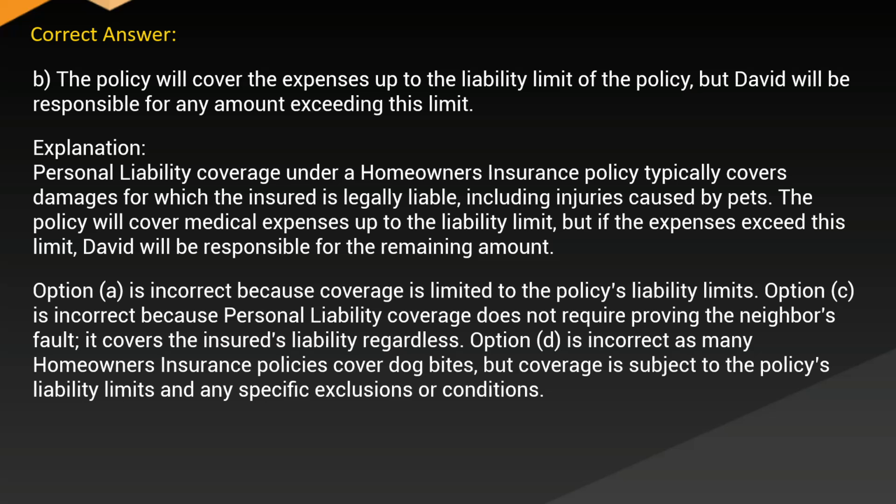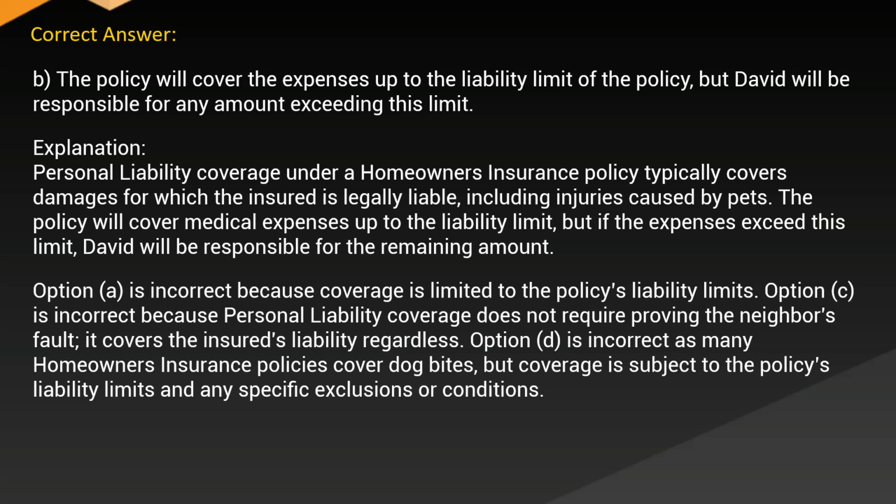Correct answer: B. The policy will cover the expenses up to the liability limit of the policy, but David will be responsible for any amount exceeding this limit. Explanation: personal liability coverage under a homeowner's insurance policy typically covers damages for which the insured is legally liable, including injuries caused by pets. The policy will cover medical expenses up to the liability limit, but if the expenses exceed this limit, David will be responsible for the remaining amount.